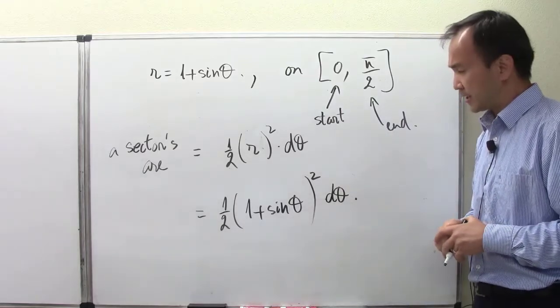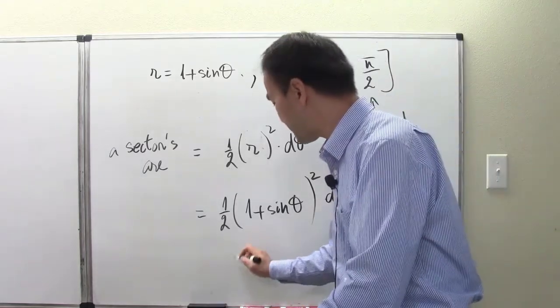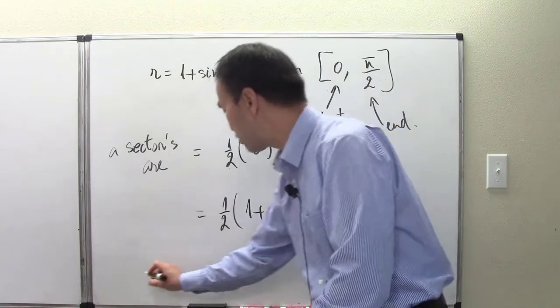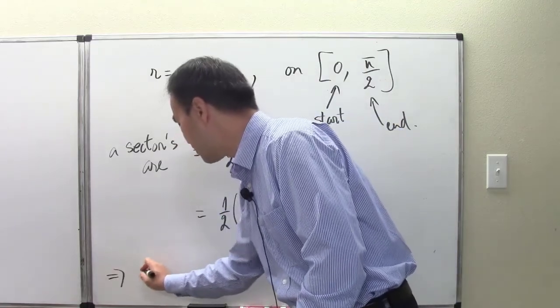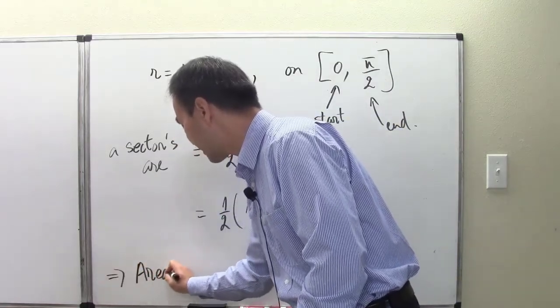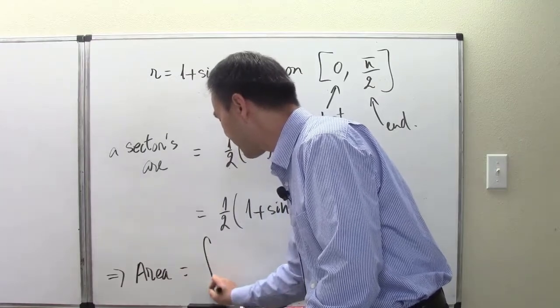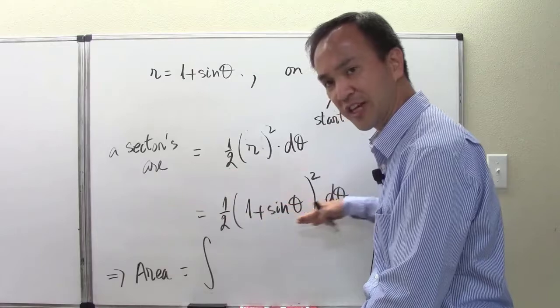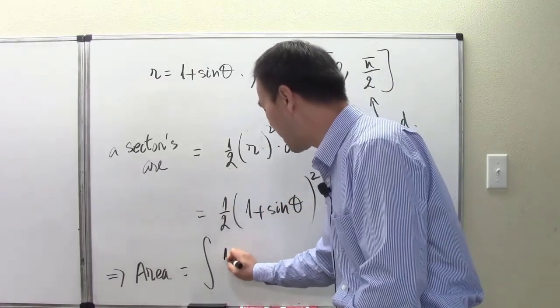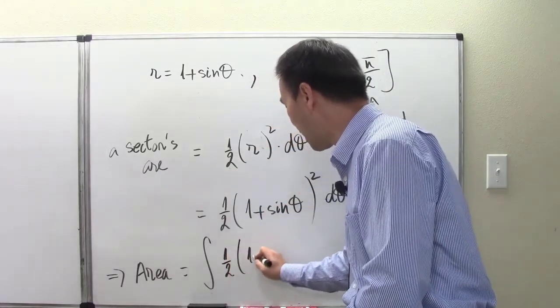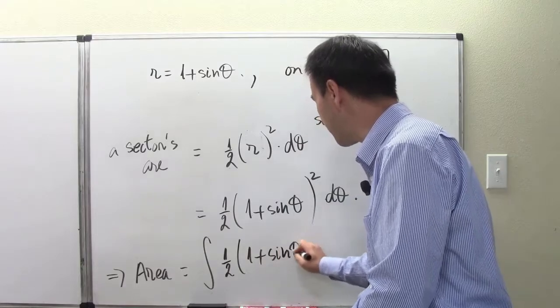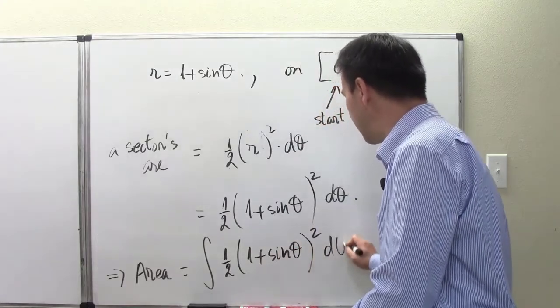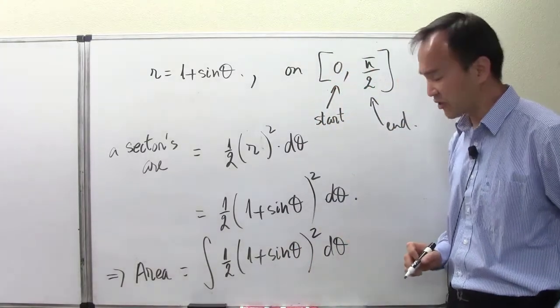Now we are accumulating, putting that in an integral setup right here. The actual area is an integral. It's the accumulation of all of these little sector areas. So 1/2 times 1 plus sine theta all squared d theta. It's the accumulation of all of these.